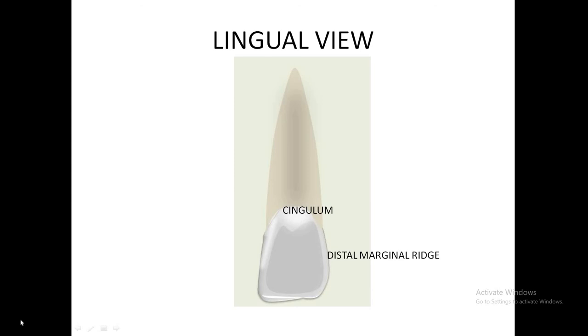The lingual fossa is bordered mesially by the mesial marginal ridge, incisally by the lingual portion of the incisal ridge, distally by the distal marginal ridge, and cervically by the cingulum. Developmental grooves extend from the cingulum into the lingual fossa.